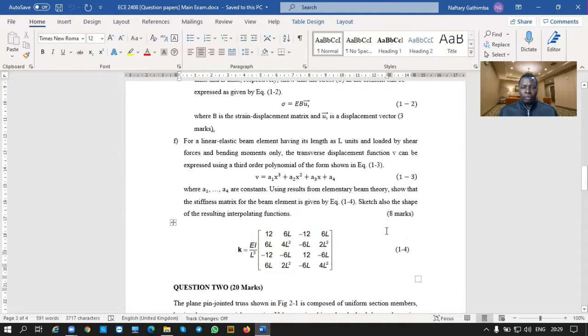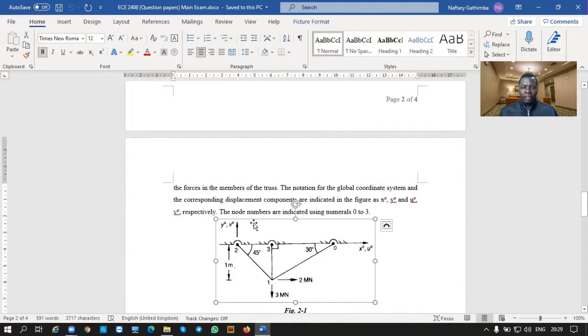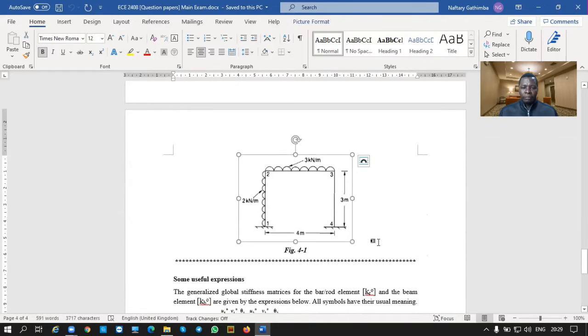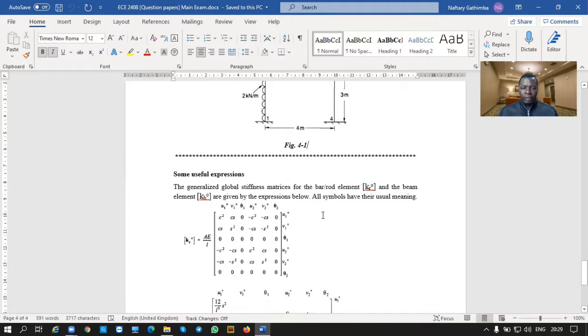So today I want us to look at part 1. For part 2, basically we have looked at these kinds of examples: analysis of a truss, analysis of a beam, analysis of a frame. And in fact, I gave 4 questions only. You choose, you do question 1 and then 2.